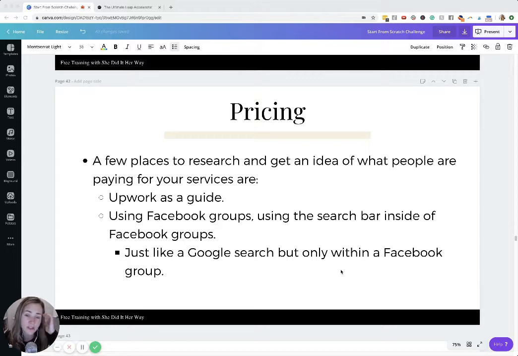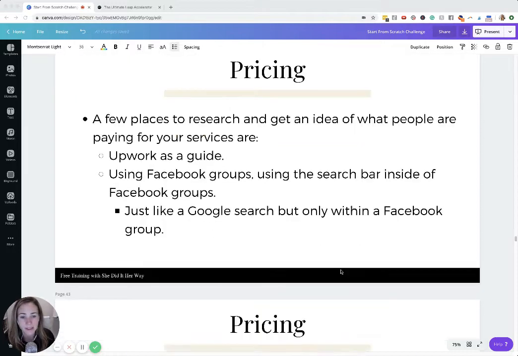You can go inside the Facebook group and Google the name of the services that you offer. So if you do content creation, you can type in content creation, and oftentimes people are posting job opportunities. Sometimes they even post how much they're paying. So you could always find at least what they're posting, and then sometimes even the price of it as well. So it's a really great networking tool in addition to figuring out pricing.